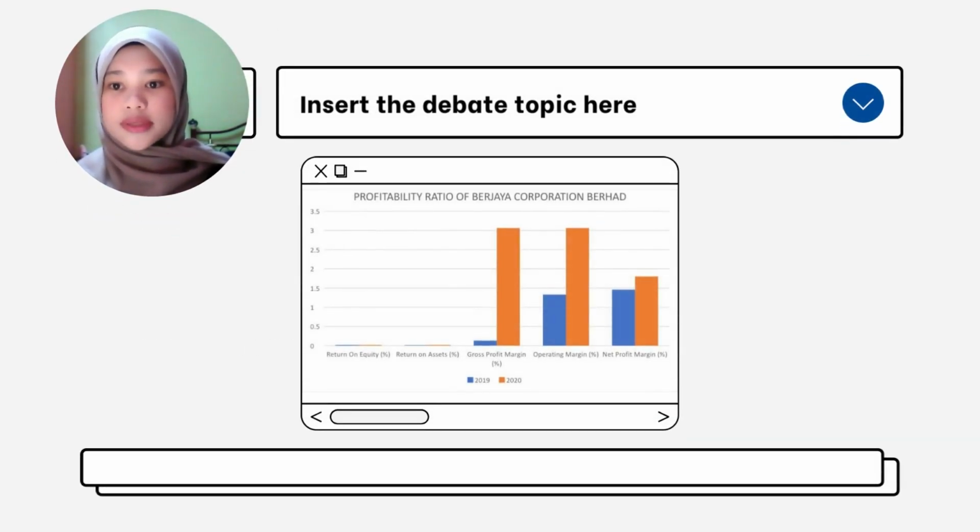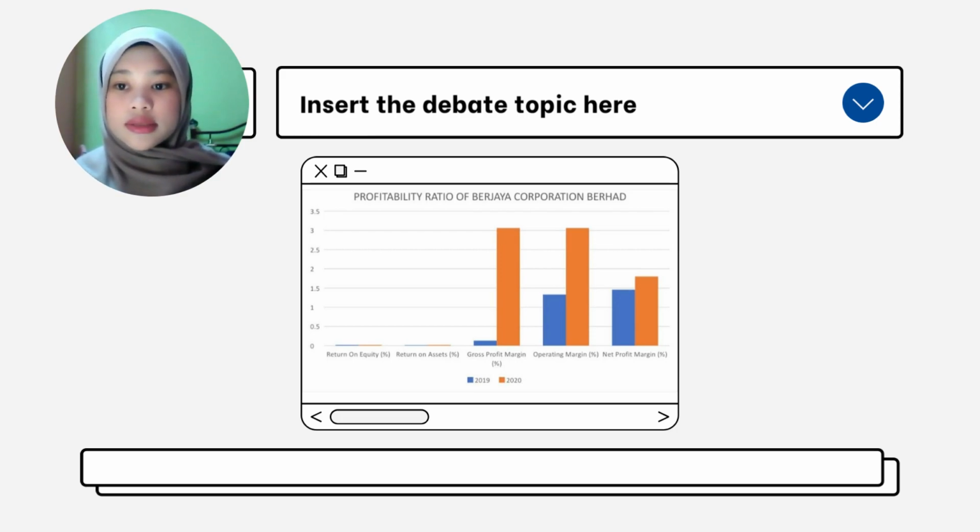Okay, next I will present about the profitability ratio of Berjaya Corporation Berhad. Based on the graph that we can see, it shows the profitability ratio calculation for Berjaya Corporation Berhad. The return on equity for year 2019 is 0.02%, the same as in 2020, so there is no increase or decrease. It's similar. Next, the data of return on assets in 2019 is 0.01%, while in 2020 it is 0.02%.